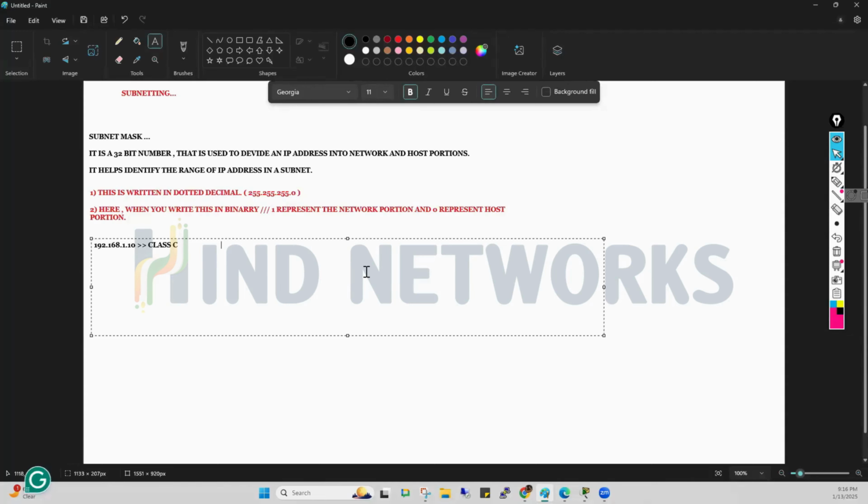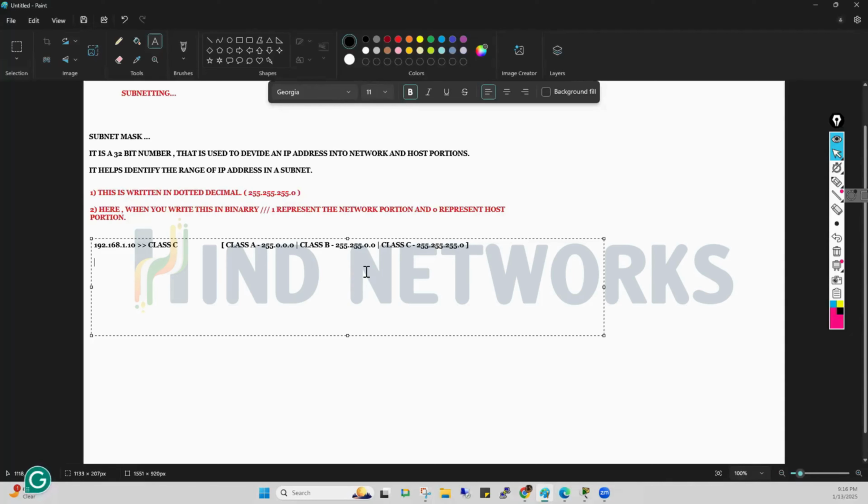If any IP address belongs to class A, so for class A, by default, subnet mask will be, guys, 255.0.0.0. So please remember this one. If any IP address belongs to class B, then by default, subnet mask will be 255.255.0.0. And if any IP address belongs to class C, by default, subnet mask will be 255.255.255.0. Clear? So guys, this is the thing you need to remember.